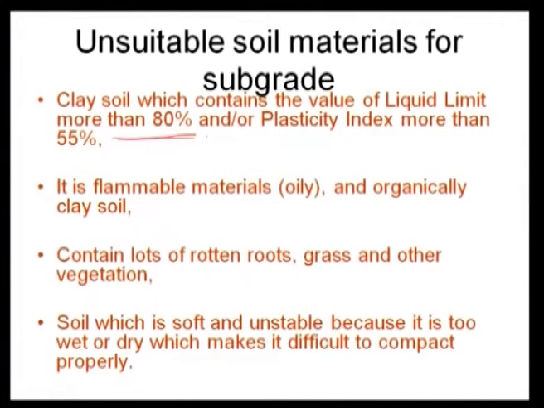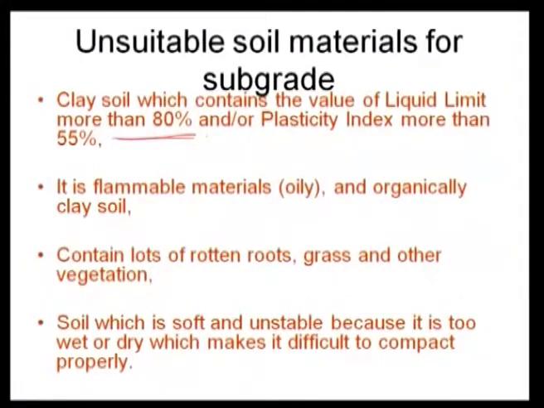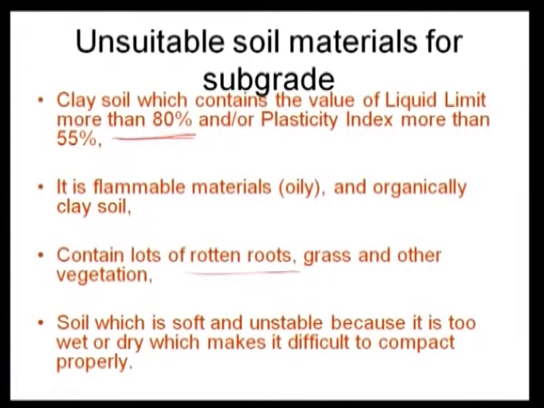If it is inflammable material, that means some soil is mixed with oil kind of material, or organic clay soil, then it is not suitable for subgrade soil material. Also soil that contains lots of rotten roots. Sometimes tree roots go inside the soil and over a period of time become rotten. If there are lots of rotten roots, grass and other vegetation, then also it is not suitable. Soil which is soft, unstable because it is too wet or dry, which makes it difficult to compact properly, that means too soft, is not going to be considered for subgrade material.